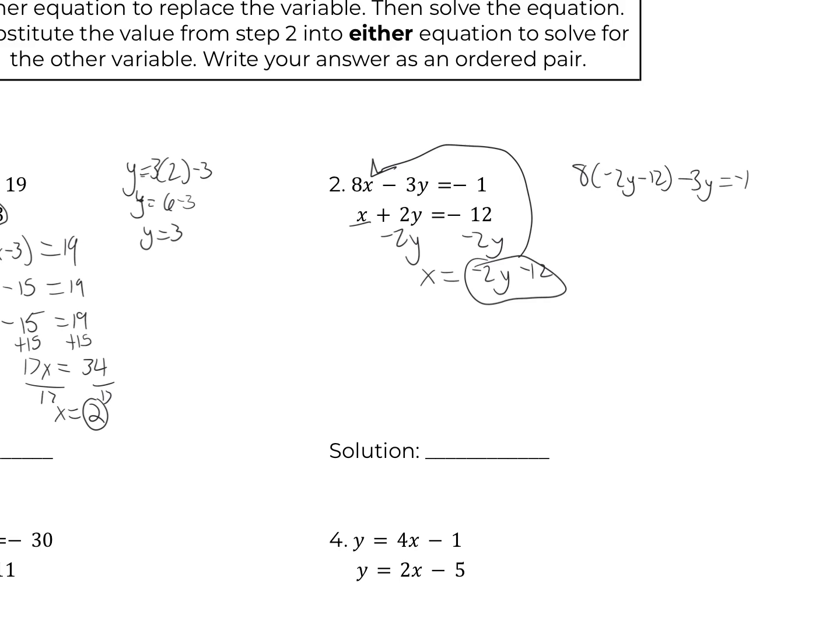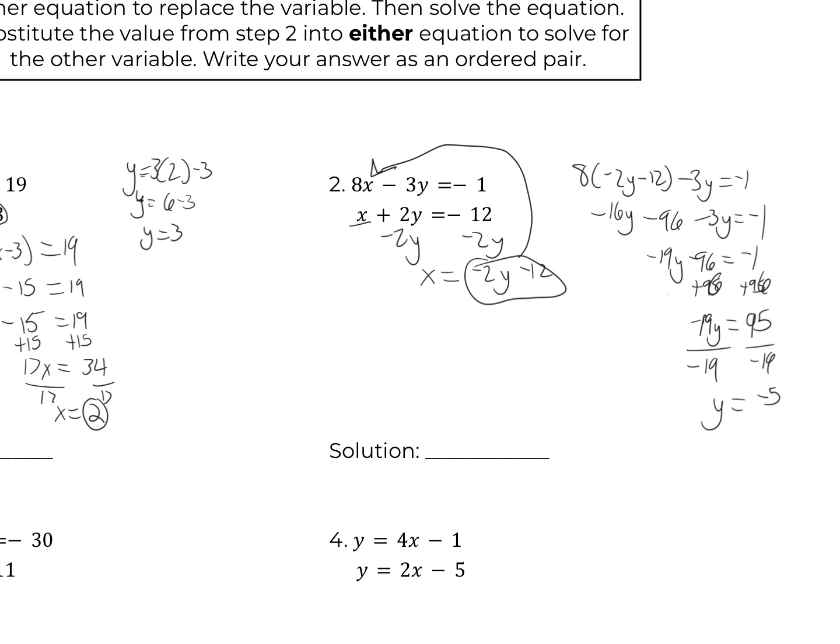Now I'm ready to distribute. 8 times negative 2y is negative 16y. 8 times negative 12 is negative 96. And now I need to combine like terms. Negative 19y minus 96 equals negative 1. Add 96 to both sides. Negative 19y equals 95. And then I'm going to divide both sides by negative 19, and I get that y is equal to negative 5.